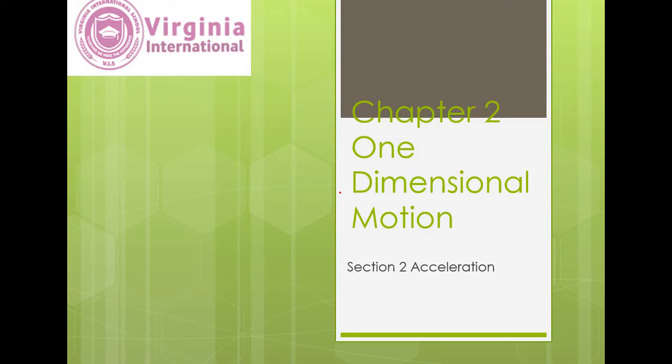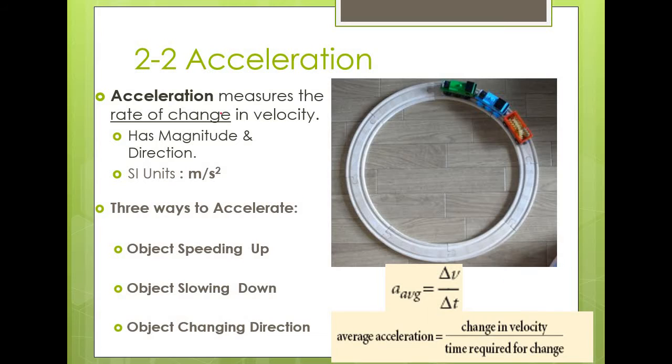Today we are going to take chapter 2, one-dimensional motion, section 2, acceleration. First, we should know the meaning of acceleration. Acceleration measures the rate of change in velocity. So acceleration measures what? It measures the rate of change in the velocity.